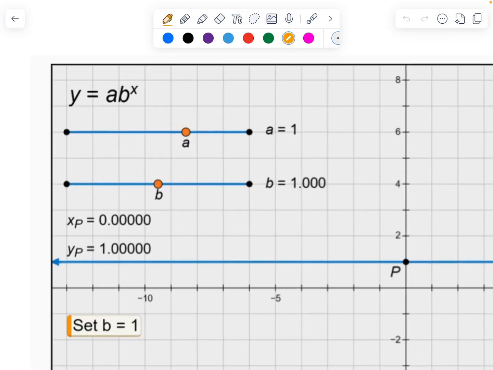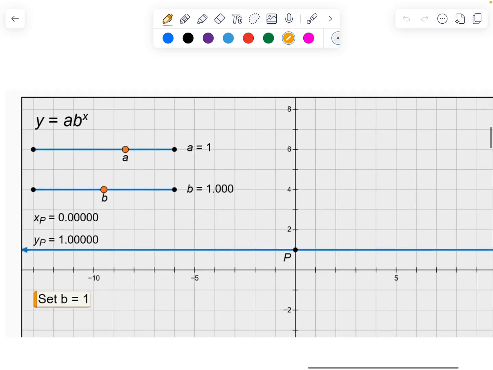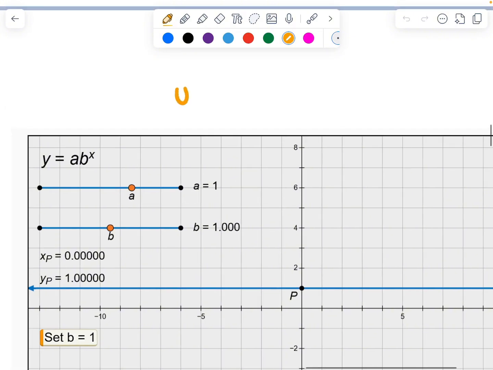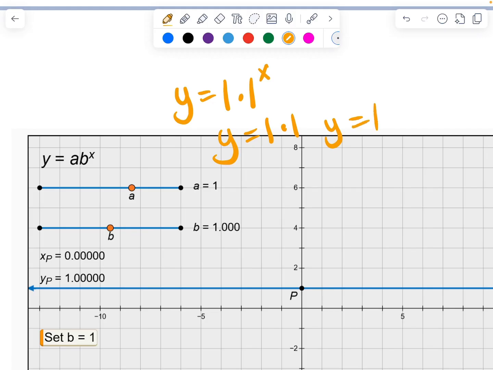So we're going to start with this right here, okay? So I have a equaling 1 and I have b equaling 1. So y equals 1 times 1 to the x. Well, 1 to any power is still going to be 1, so we have y equals 1. So that is the horizontal line going through 1.